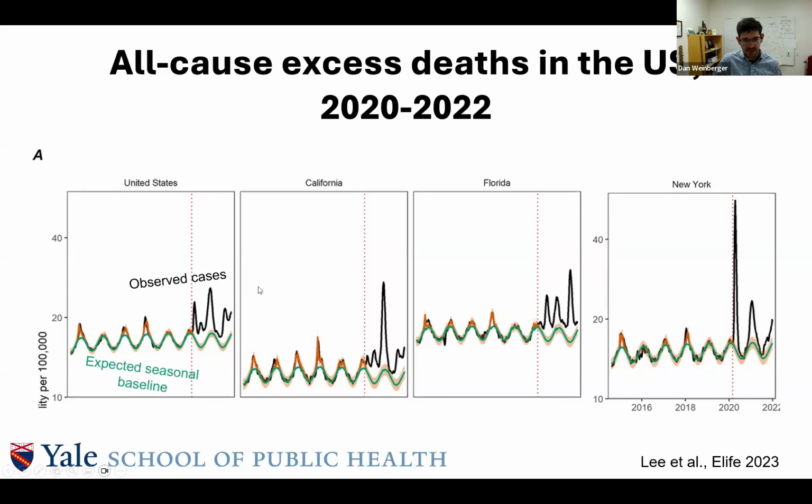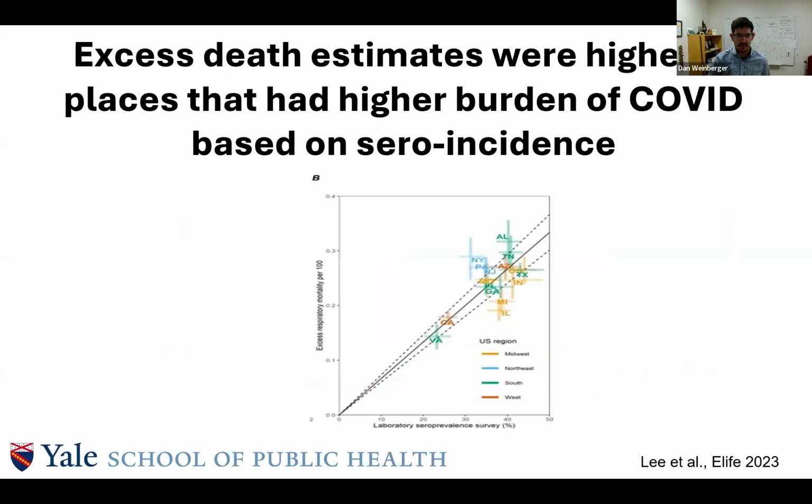And if we look at different states in the US, we see different patterns. New York State here shows a very sharp spike in March 2020, coinciding with the first wave of the pandemic, which hit New York very hard, followed by subsequent waves. If you look at Florida and California, you see different patterns that reflect the intensity of the epidemics in those states at different time points.